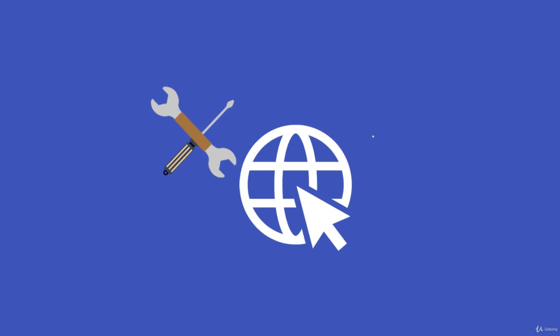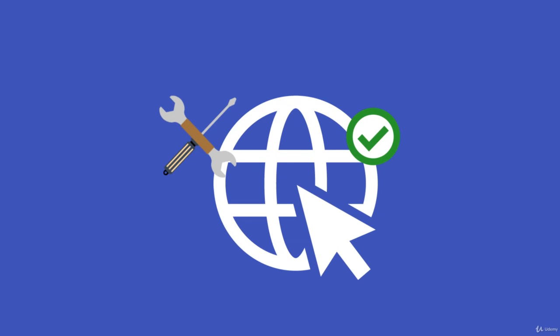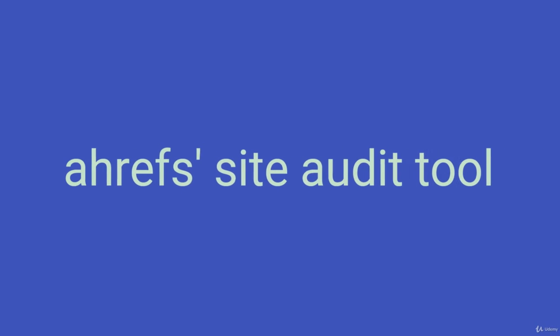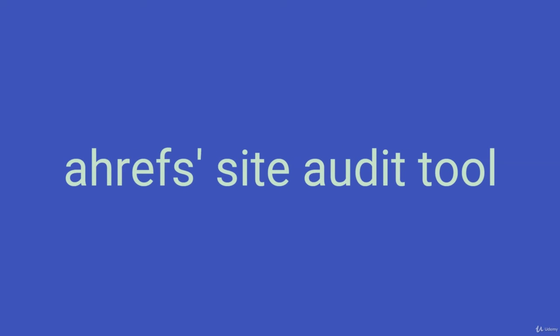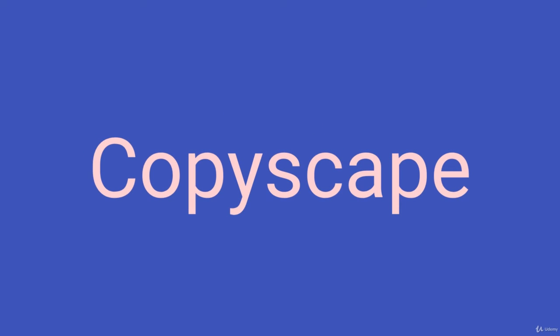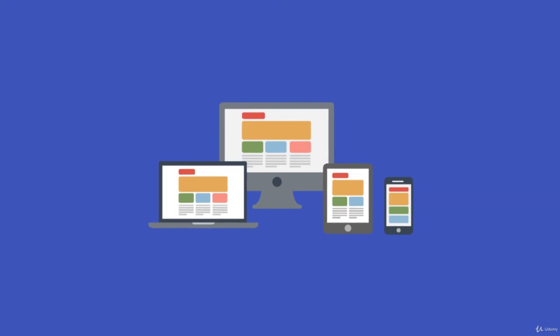You can use a tool to check your website for duplicate content. There are two tools which are really great. First is Raven Tools Site Auditor, which can check your website for duplicate content or thin content. You can also use Ahrefs Site Audit Tool to check your site for duplicate content. You'll also have to check if your site is not using content from other sites, which you can do with a tool called Copyscape.